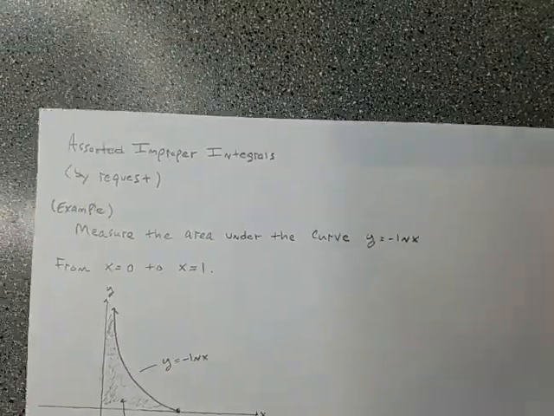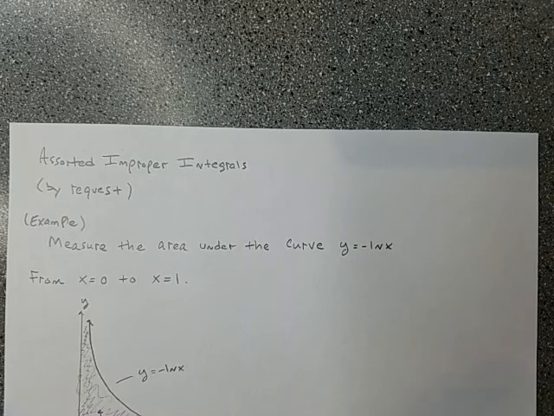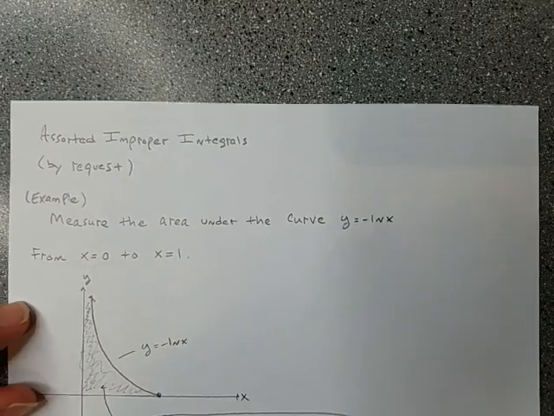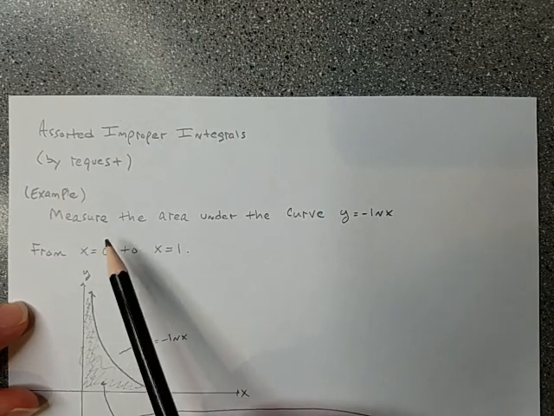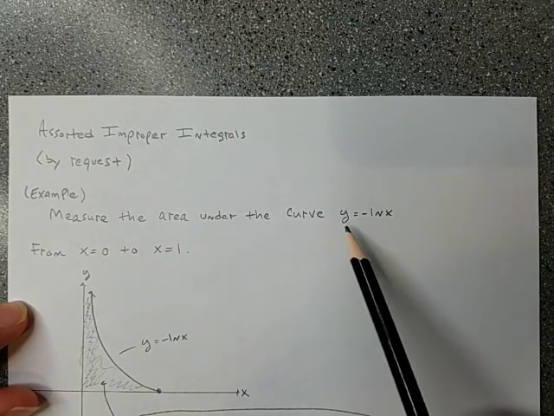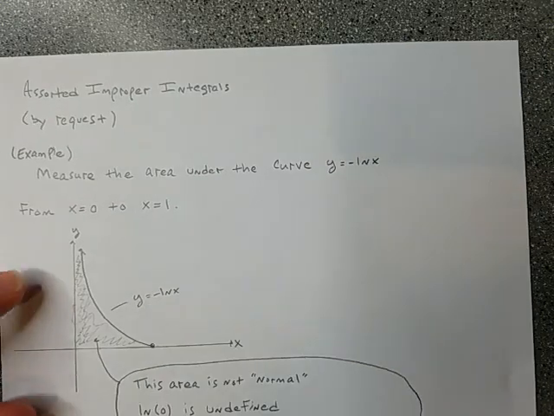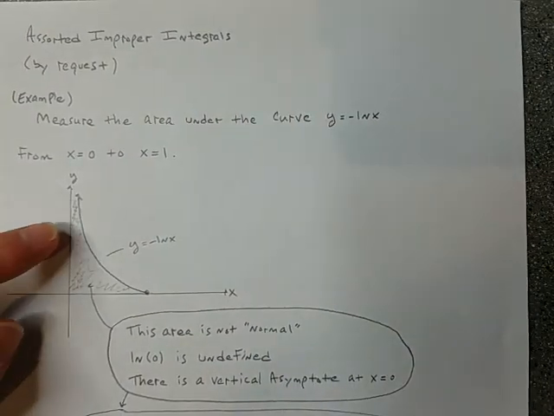And so that way you have different ways to think about this, and some way might appeal to you more than other ways. All right, so here's where I want to start. Let's suppose that we have this problem of measurement, and we want to measure the area under the curve y is negative natural log of x from 0 to 1, okay? So that curve happens to look like this.